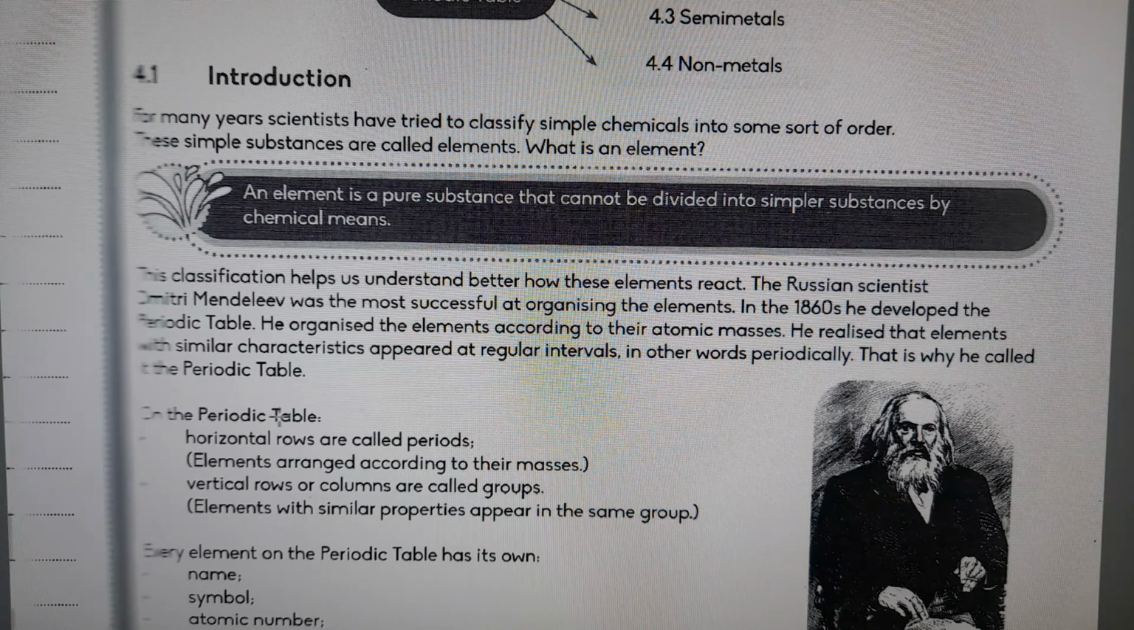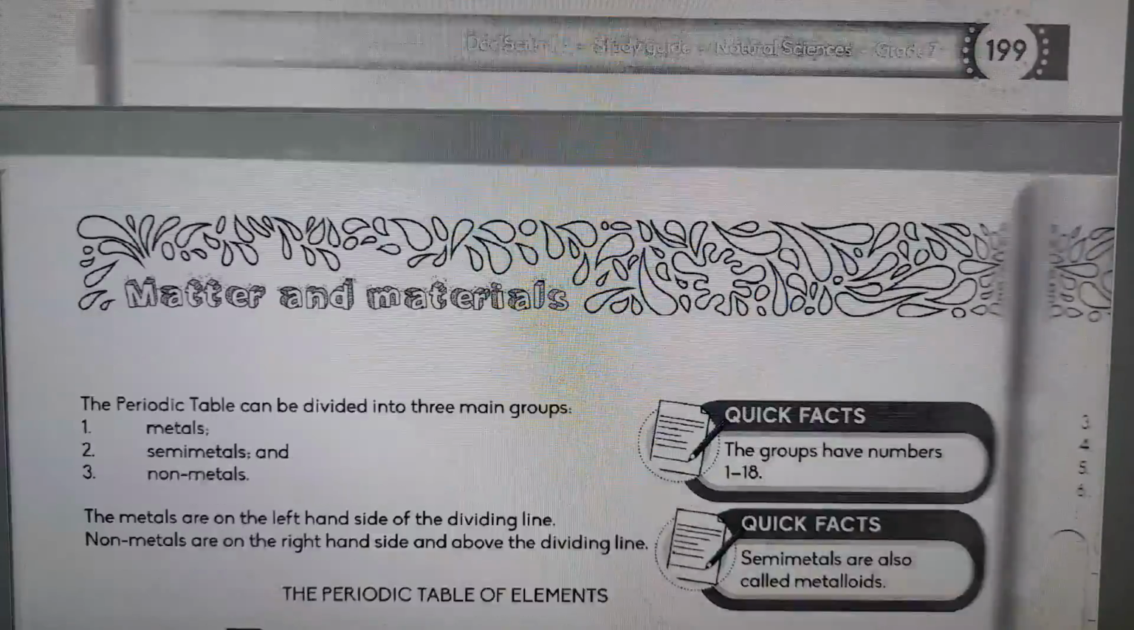On the periodic table, the horizontal rows are called periods, okay? And so if you go horizontally, it is periods, and the elements are arranged according to their masses. Vertical rows are called groups. Elements with similar properties appear in the same group, okay? So let's look at a periodic table.